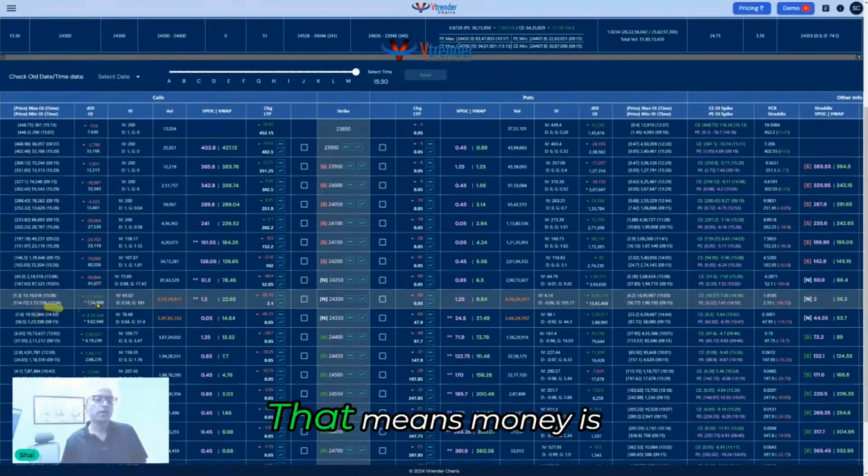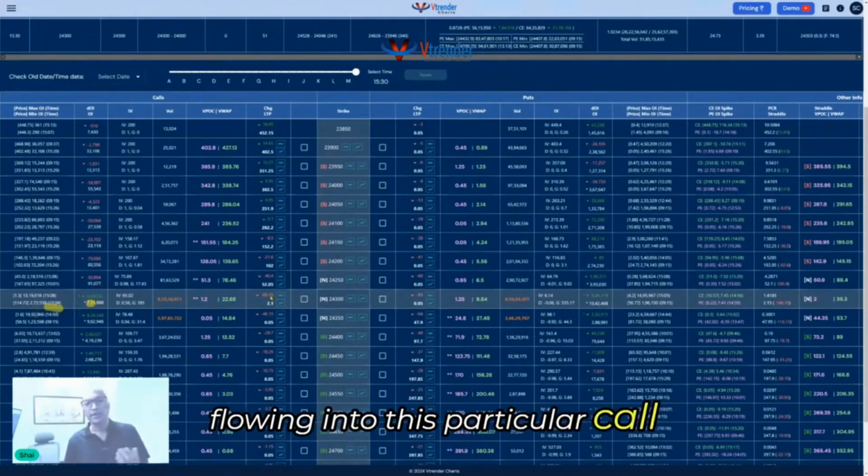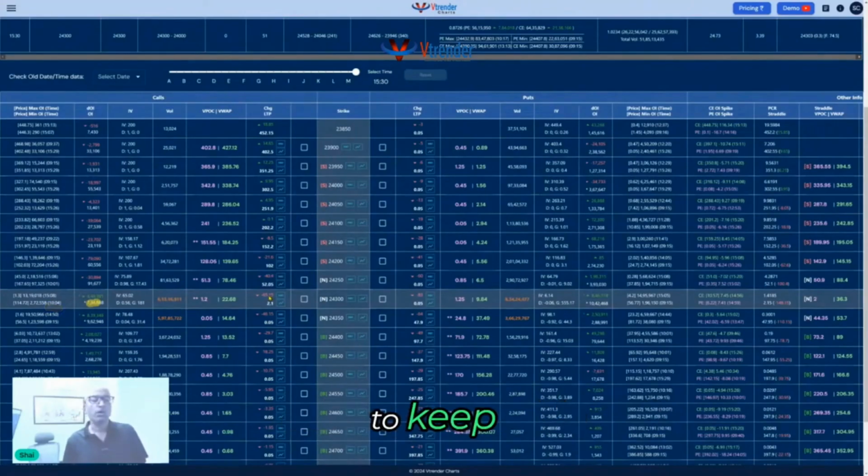So suppose it's at 12:30 and I saw that the low was here and the market is still building up open interest. That means money is flowing into this particular call and they are stable to keep things over here, right? So this price, max OI and time, extremely useful.